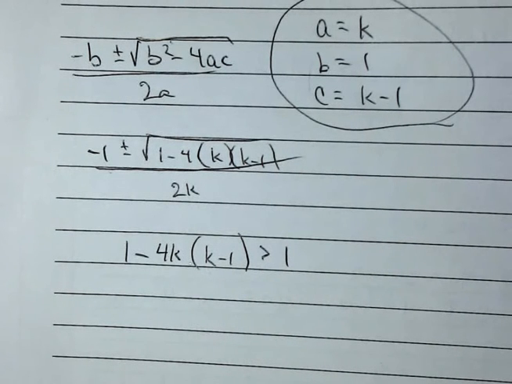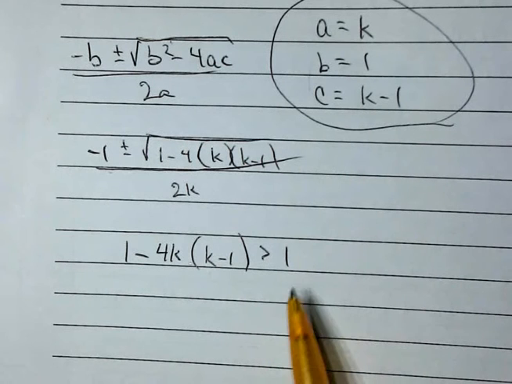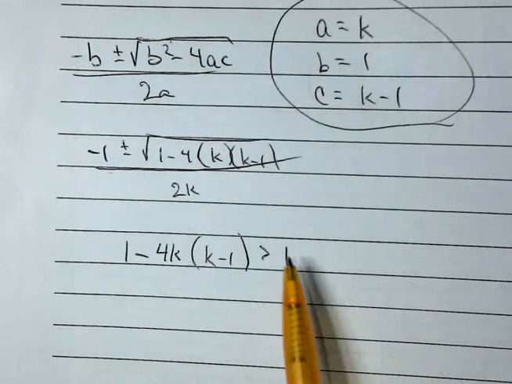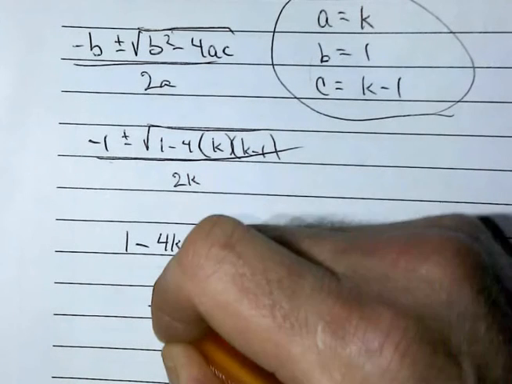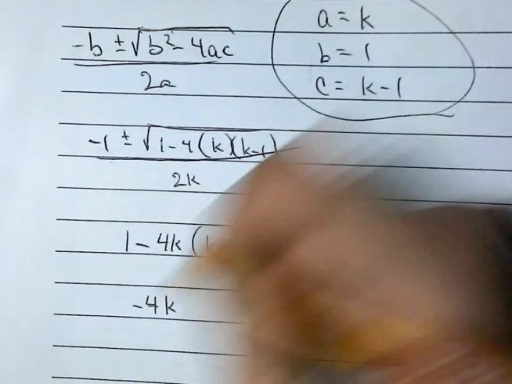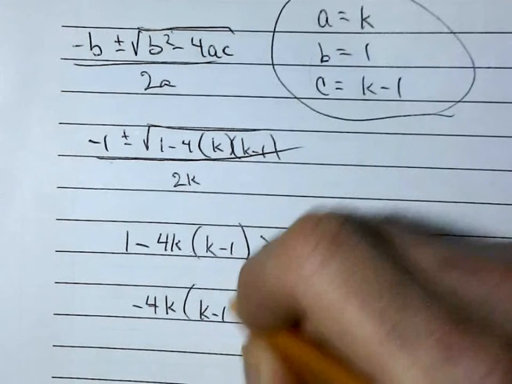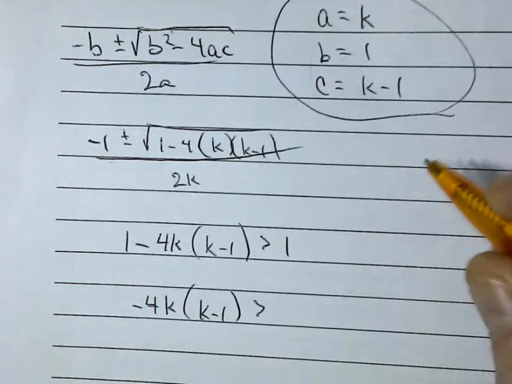Okay, let's go with this and let's solve this now. What I'm going to do is I am going to subtract 1 from both sides, giving me negative 4k times k minus 1 is greater than 0.